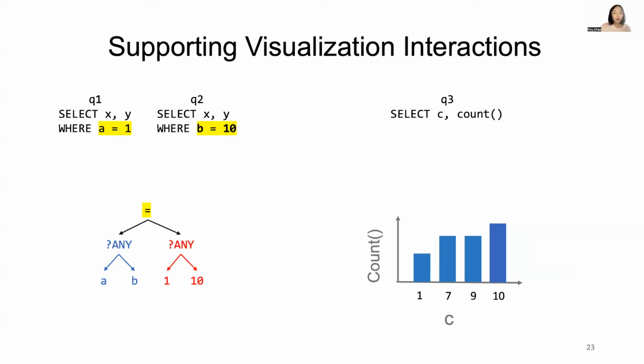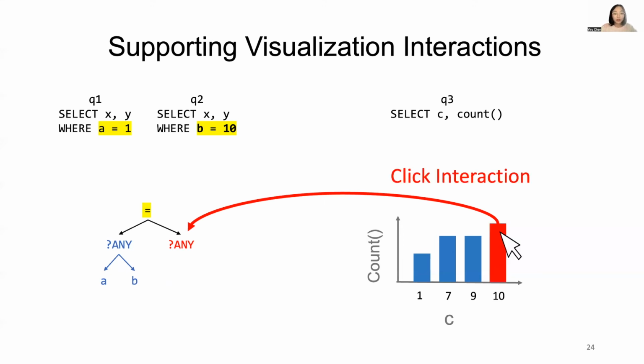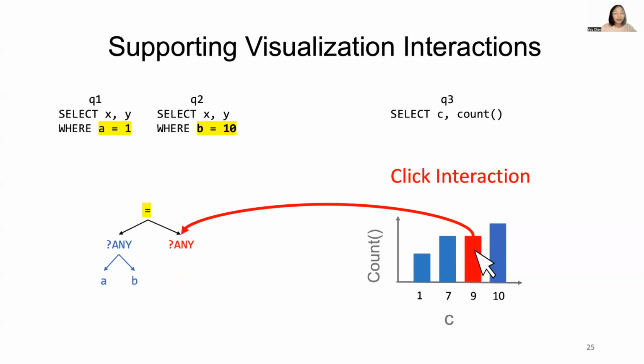This will render as a visualization where the x-axis is C and the y-axis is count. For instance here, the bar values are 1, 7, 9, 10. Notice that any chooses between 1 and 10. Now we can map the any to a click interaction, and this generalizes the any to any values you can click on. So if you click on bar 10 here, the any will be parameterized to 10. And if you click on bar 9 here, the any will be parameterized to 9. There are some subtleties in that we check the interaction mapping by the domain and the schema.